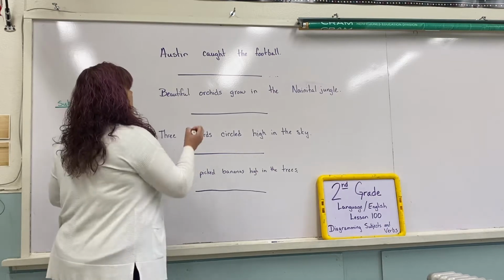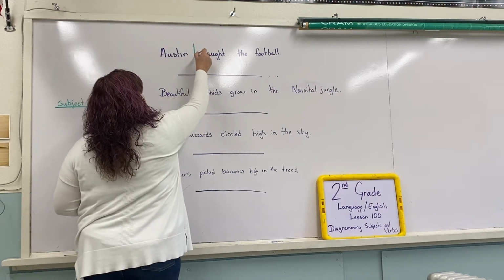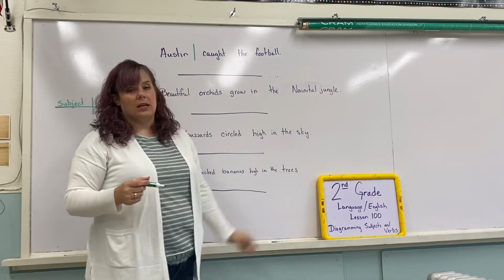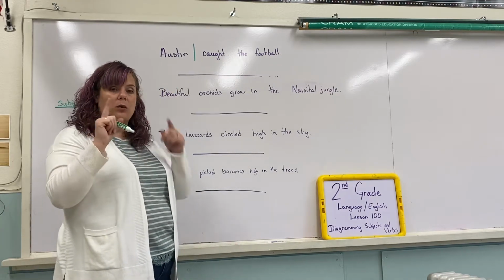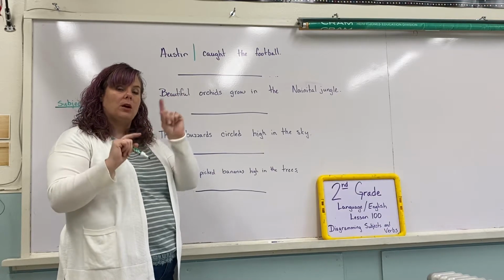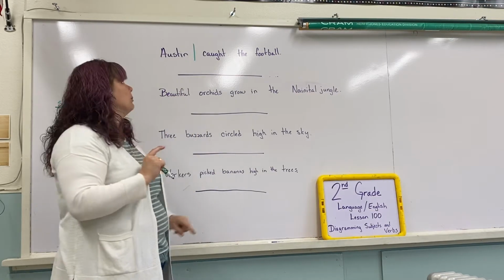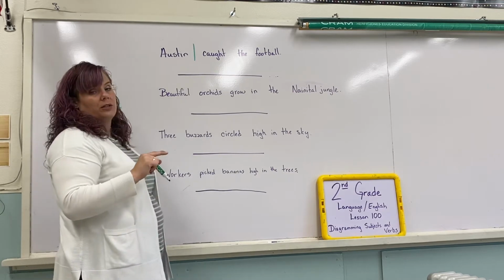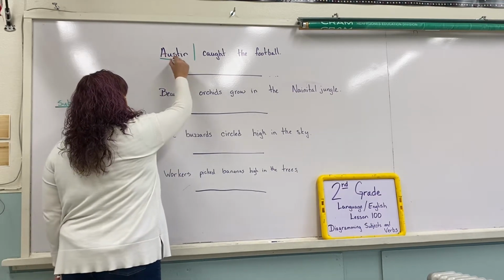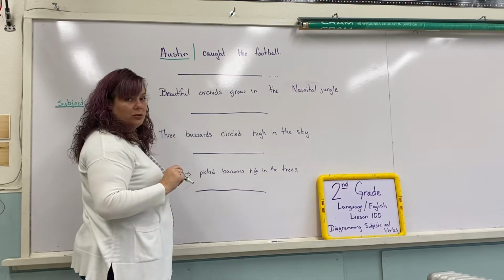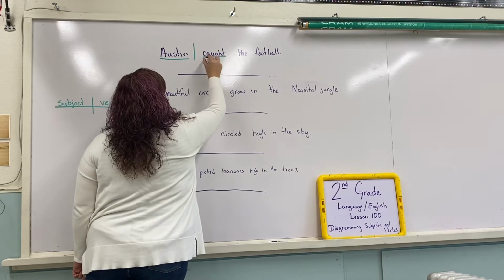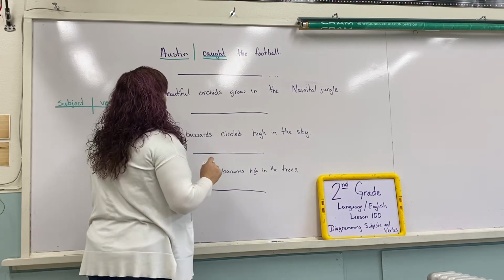If you said our line is going to go between Austin and caught, you are right. Who is Austin, and caught the football is what he did. Now we're looking for the one word, subject and verb, one word. Subject gets underlined 1 time, verb gets underlined 2 times, okay? What's the who in our sentence? Very good, it's Austin. Austin gets 1 line, and what did Austin do? He caught, very good. Austin caught, 2 lines under caught, okay?